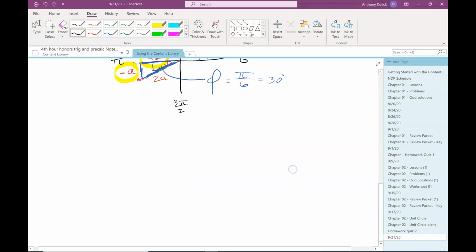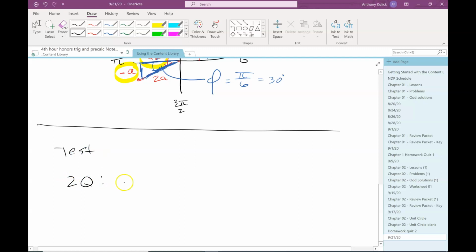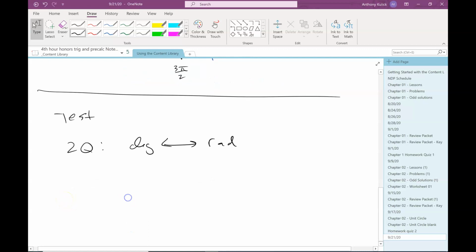So let's see, what should we be able to do? Okay, so you have two questions where you have to convert back and forth between degrees and radians. Will you be given the formula to do that conversion? No, you should have that memorized. I'm trying to write them down, at least some scribbles of what I'm saying.